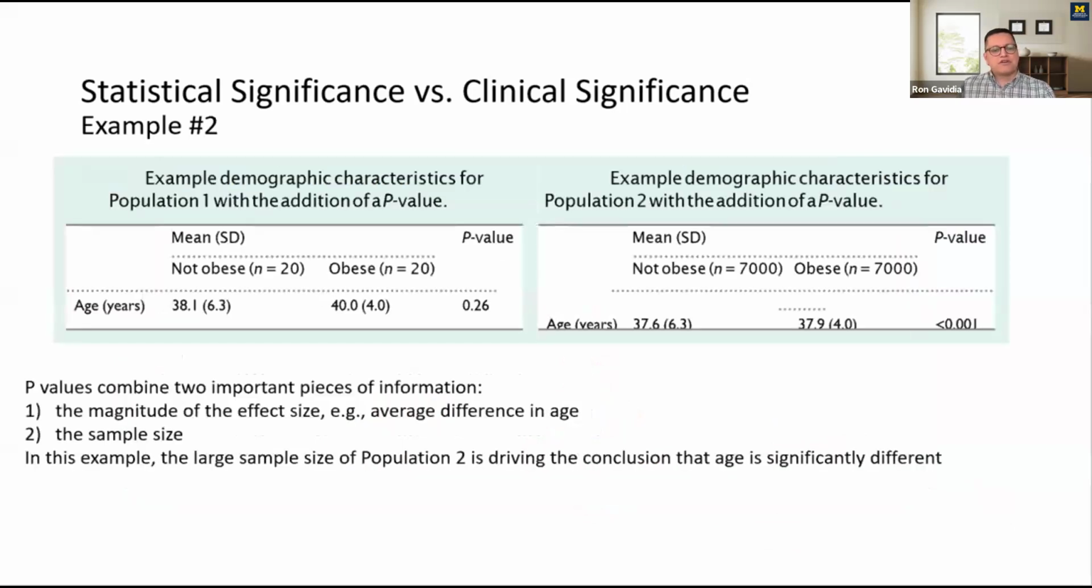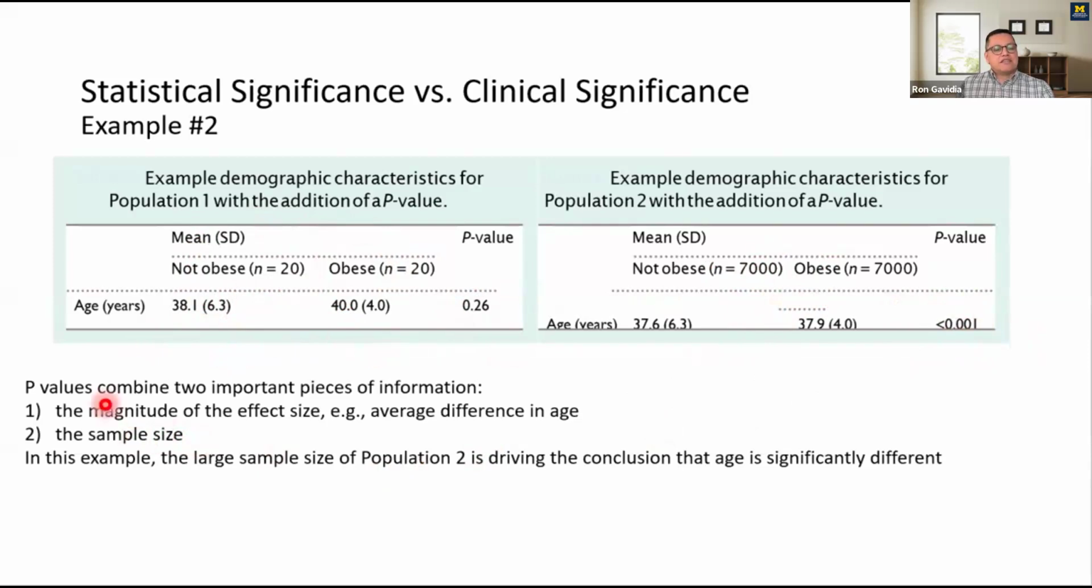Now let's look at this example here. So we have 2 studies. The first one, again, compares the age between the 2 groups, obese and non-obese people. Here the sample sizes were 20 and 20, and here it was 7,000. The difference in this small group was almost 2 years, and it was not statistically significant. And in this one it was 0.3 years, and it was statistically significant.